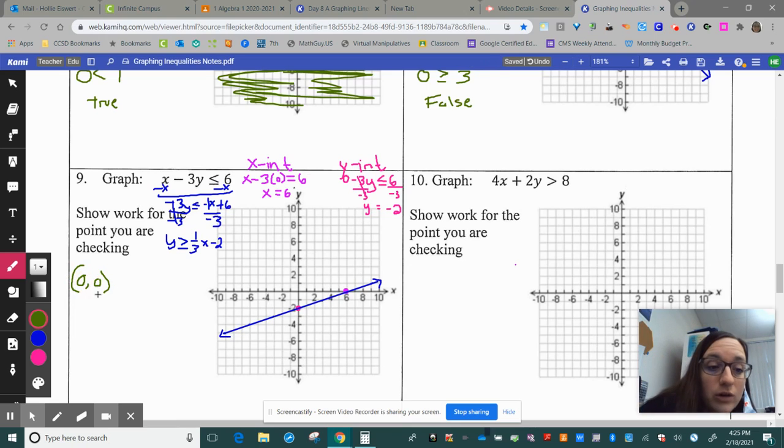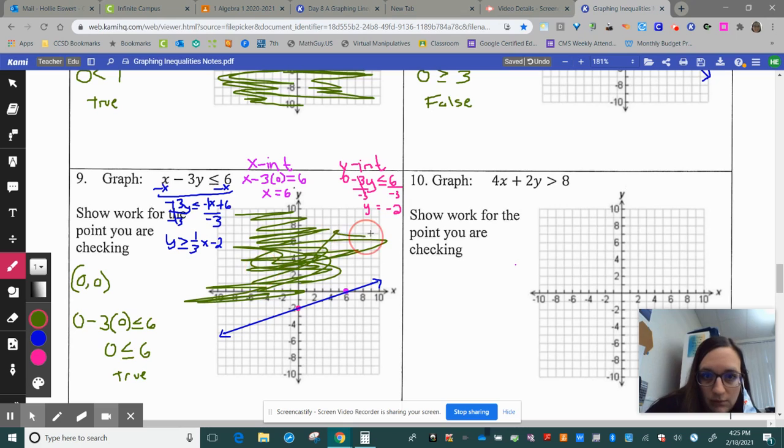This time we are checking the ordered pair 0, 0. So we plug in 0 for x, minus 3, plug in 0 for y, less than or equal to 6. We're going to see if it's true or false, and if we color this side of the line or not. Okay, 0 minus 0, because negative 3 times 0 is 0. It's going to be 0 less than or equal to 6. Is that true or false? True. Which means that is the side we color on. Beautiful shading.